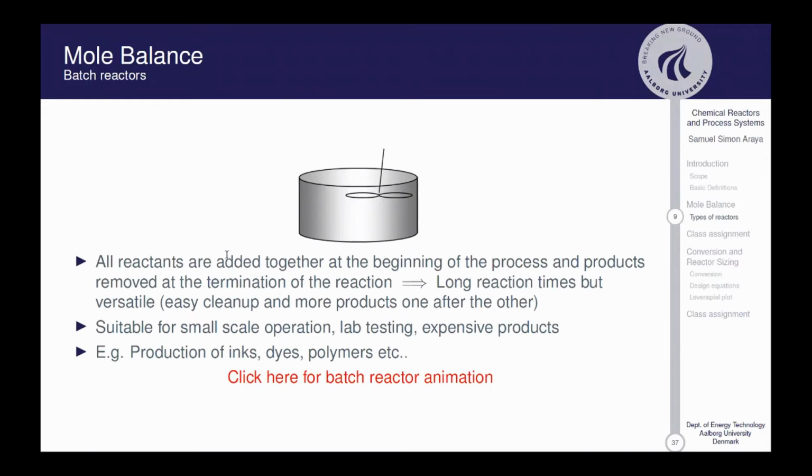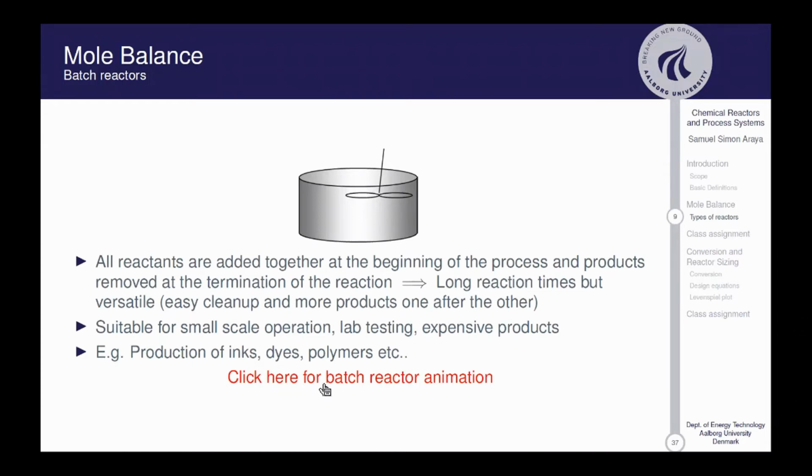So they are particularly useful when you're doing experiments with new types of reactions, or when you need a cleanup of products, because then you can just clean up and they're suitable for small scale lab type. And if you want also more selectivity, because then you can wait long and then your products become purer, and you can basically see the product's progression with time. And examples of this are production of inks, dyes, polymers, and so on. So this is more expensive stuff.